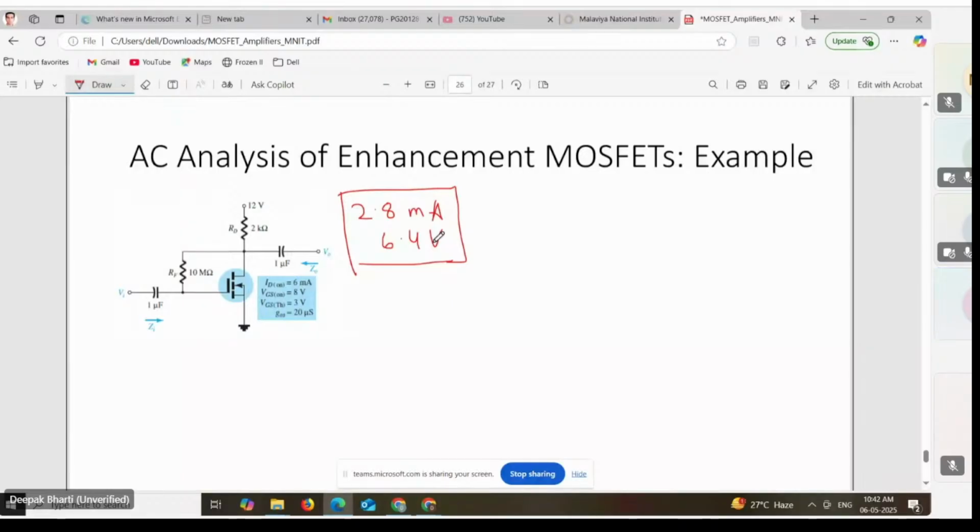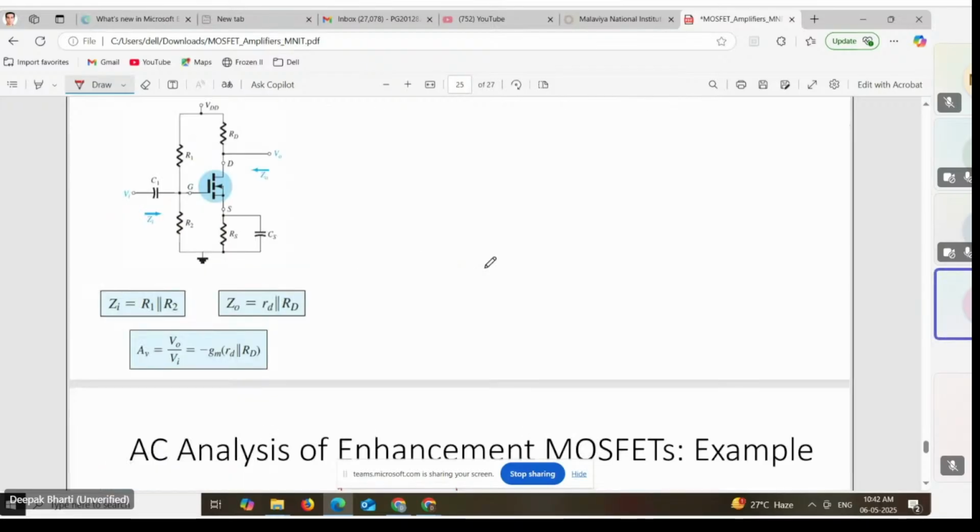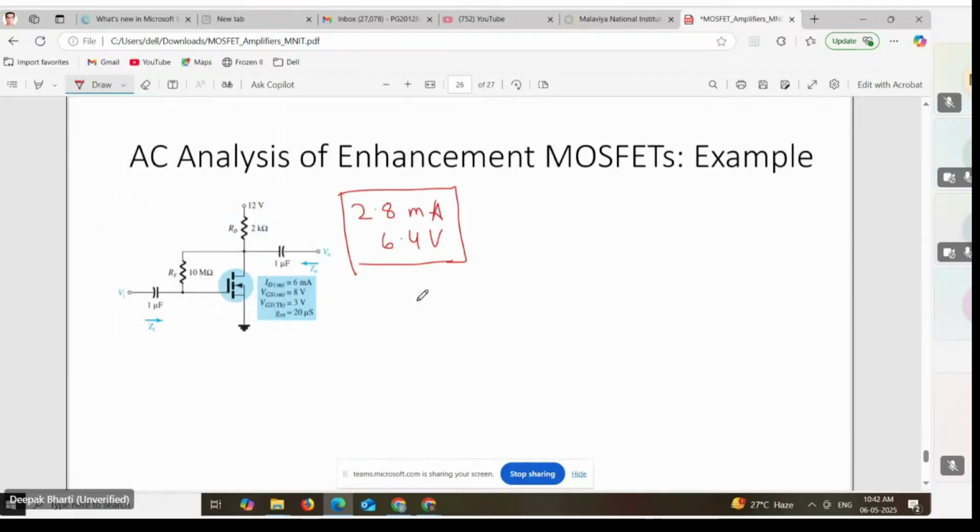Zi we have determined. The Zi for this will be RF plus RD. Okay, before we do, we need to calculate GM. And we know that the GM can be calculated only through the DC analysis, because DC analysis will give us the value of ID and VGS, and using ID and VGS only we can determine this GM. The GM will be twice of ID upon VGS minus VT.